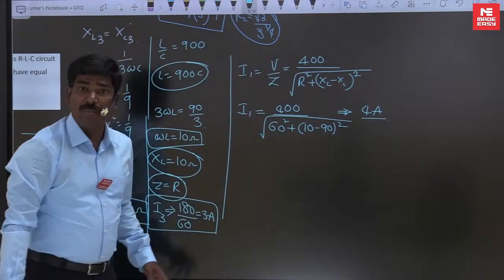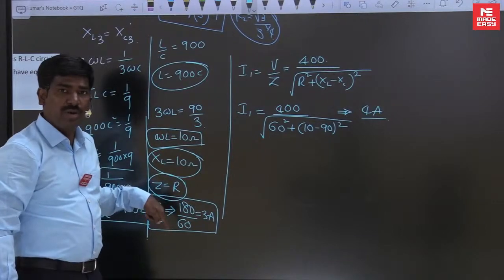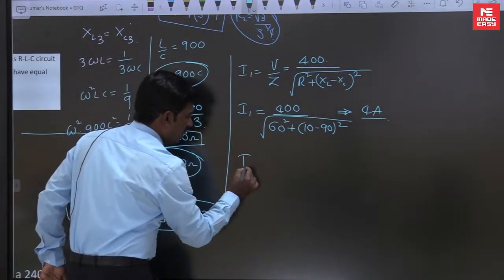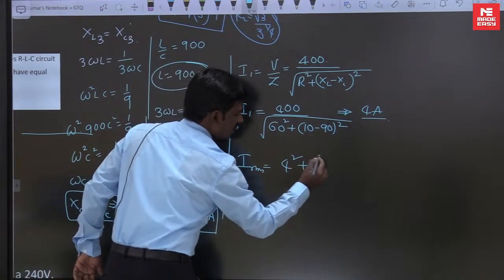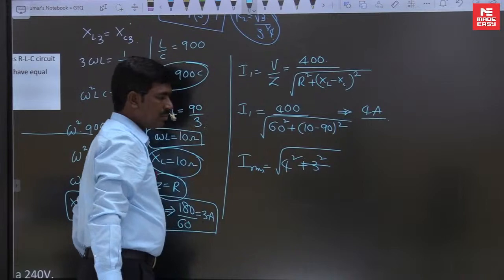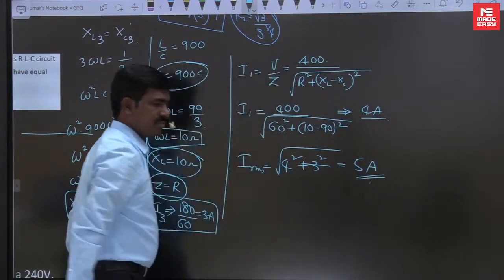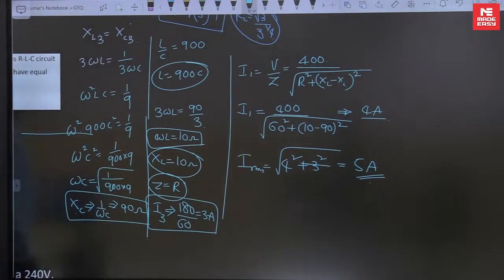I1 came to 4 amperes at omega. I3 came to 3 amperes at the third harmonic. Total RMS current, for different frequencies, is the square root of 4 square plus 3 square, which is 5 amperes. Yes, 5 amperes, correct.